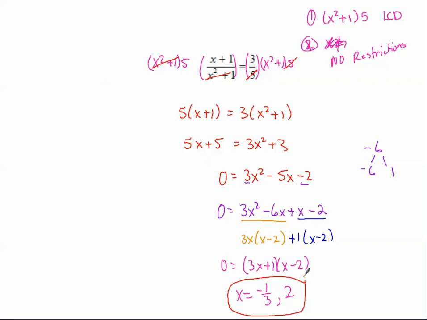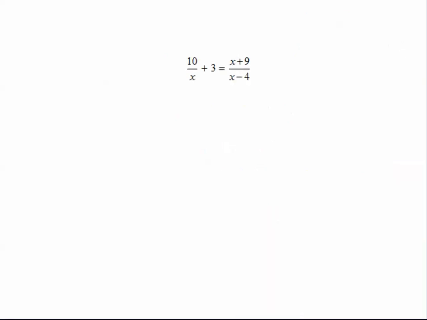Okay, so let's take a look at one more and then we're done. Okay, so let's build the LCD from this one. Let's pretend that's over 1. So I need an x, I need a 1, but we don't write it. Then I need an x minus 4. What are our domain restrictions? x cannot equal 0 or 4. Now we need to multiply everything by the LCD.